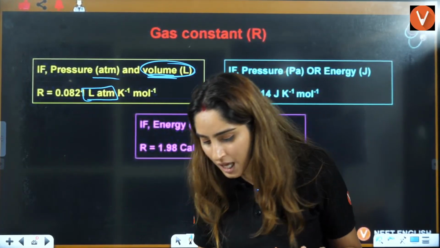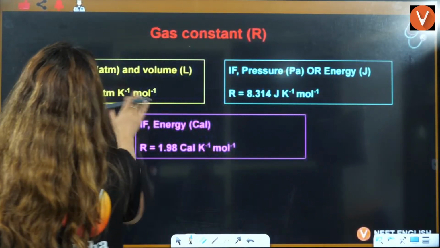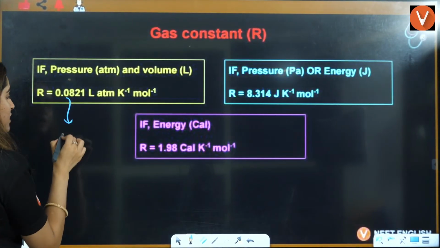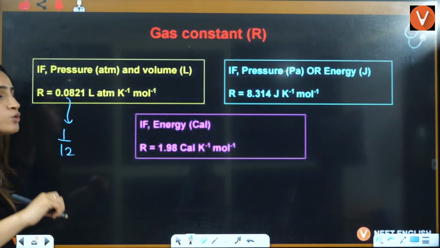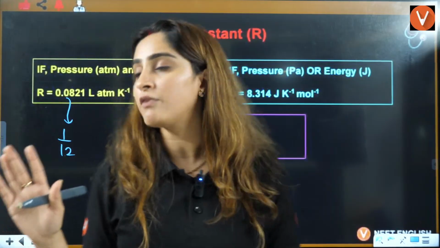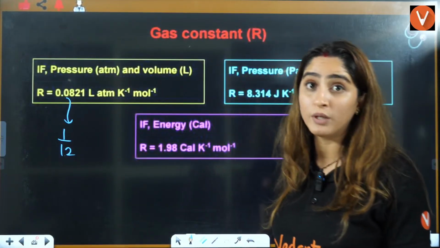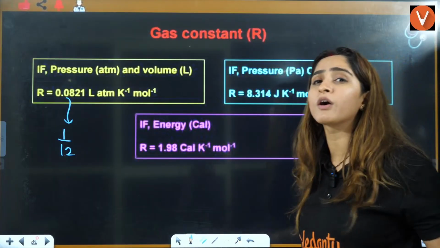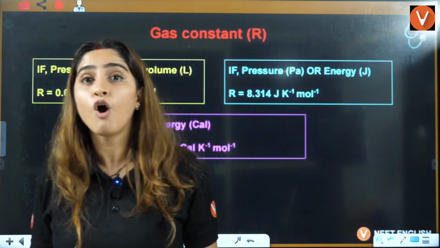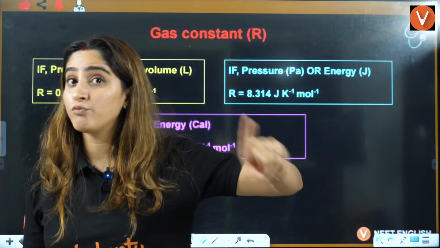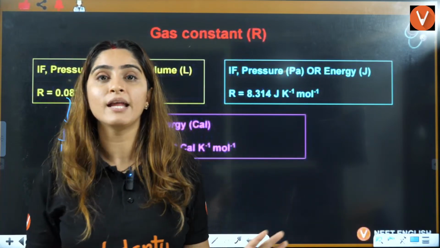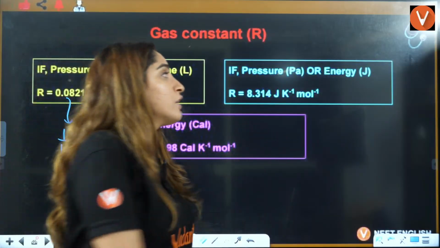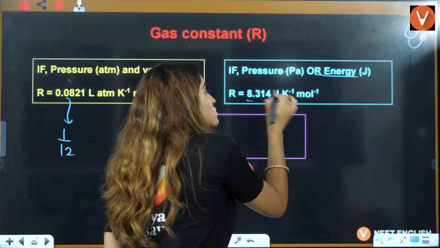That is also nothing but you can just write it as a fraction, 1 by 12. You solve it in the calculator, 1 by 12 will be nothing but 0.0821 only. Now, if they are not talking about any volume, or volume is not there, and they are talking about energies, mostly you will see energies only, then you will use this formula.